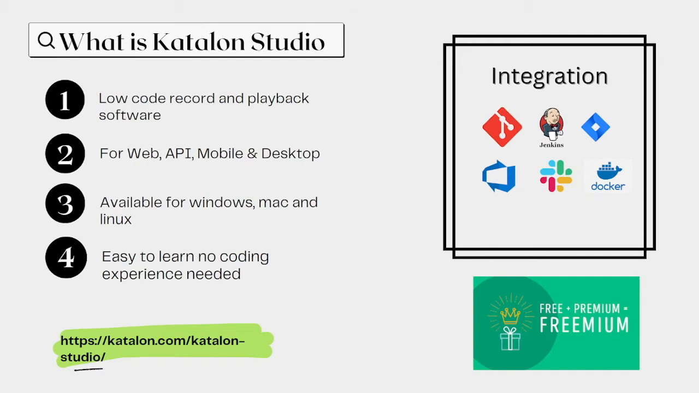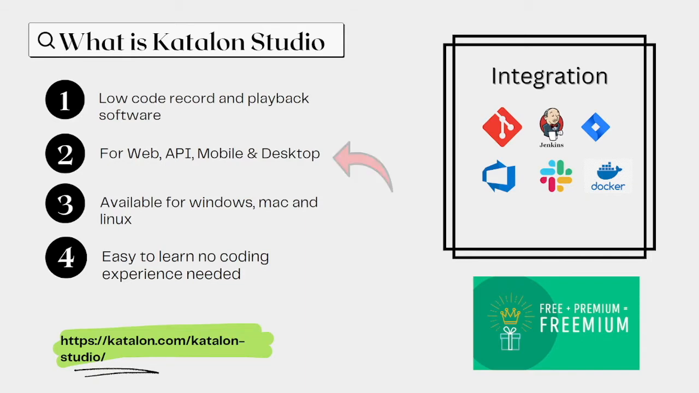Let's look into what Katalon Studio is. It's a low-code record and playback software. When I say low-code, it means there are some possibilities. You can use the Groovy language for a loop or an if-else statement in your automation script. However, record and playback software works perfectly fine. I mostly use record and playback software, and this is amazing.